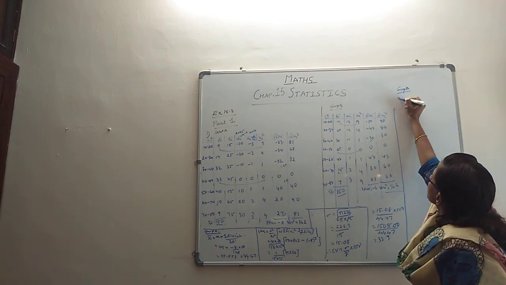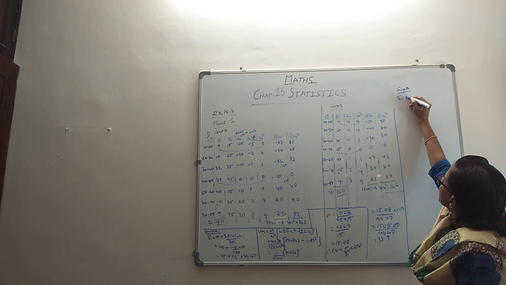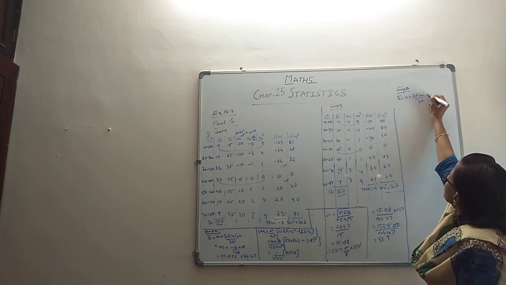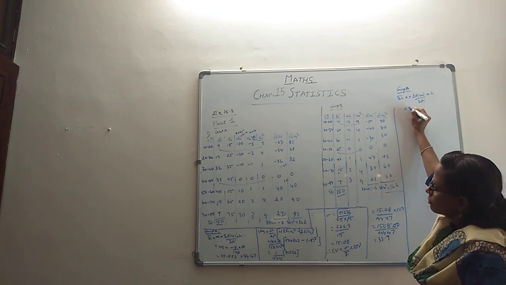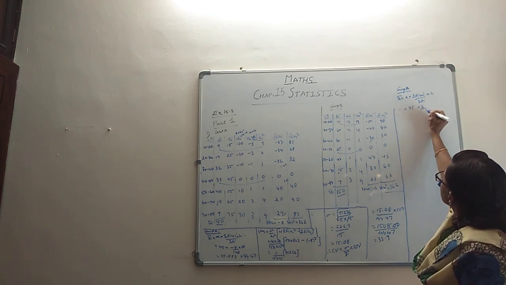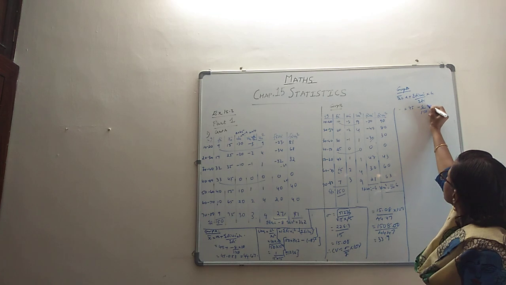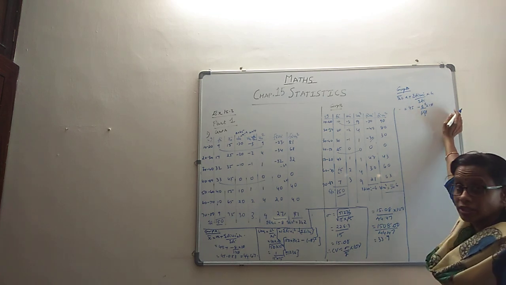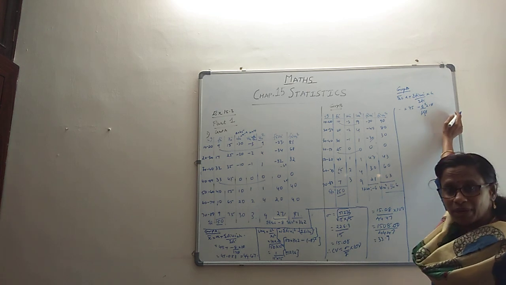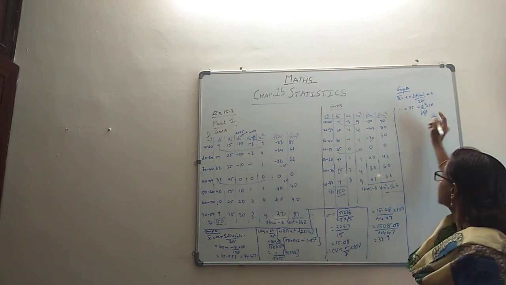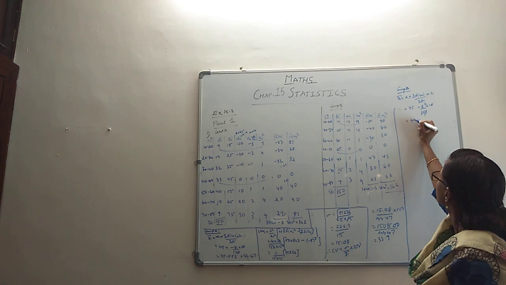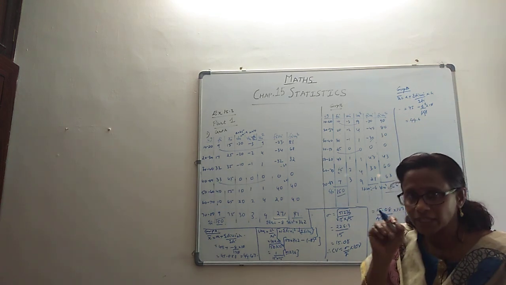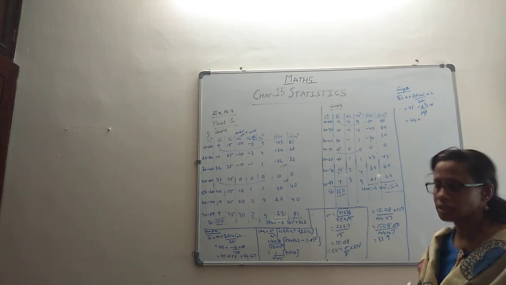Okay, x bar equals A plus summation Fiui by summation Fi into h. A was 45, here it is 6, summation Fi is 150, h is 10. 2 by 5 is 0.4. So 45 minus 0.4 is 44.6. A little bit of relief. If it's not convincing, you can use a calculator to get 44.6, right?